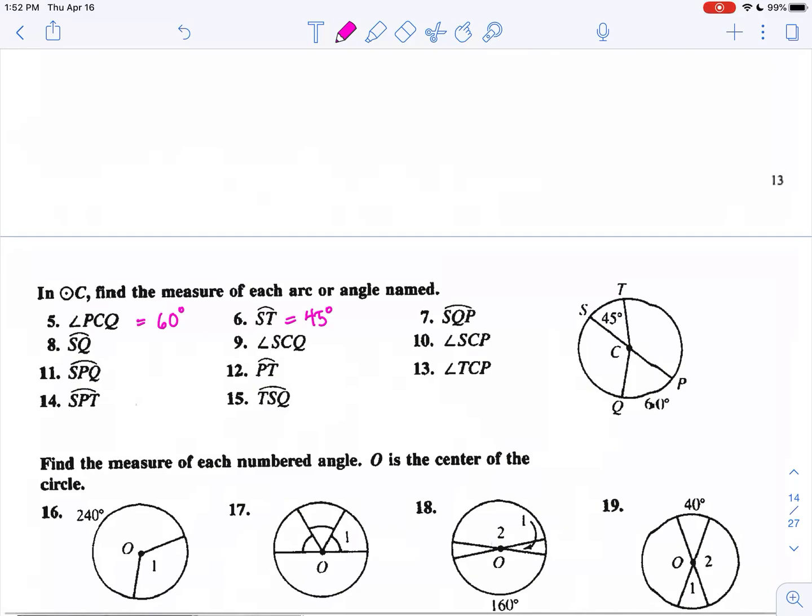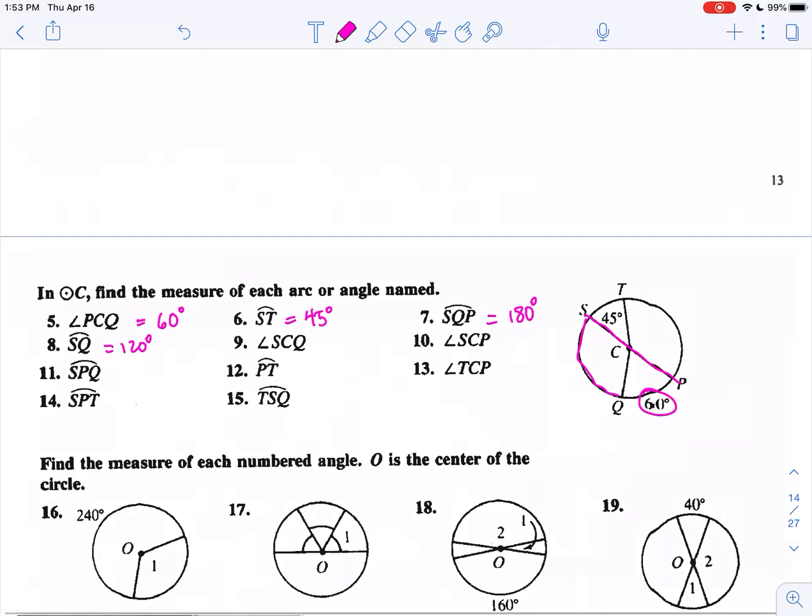Okay, and then SQP. SP is the diameter of the circle, so the measure of arc SQP would be 180 degrees, since that's the diameter and it marks a semicircle. Arc SQ is the difference between 180 degrees and 60 degrees, so 120 degrees.